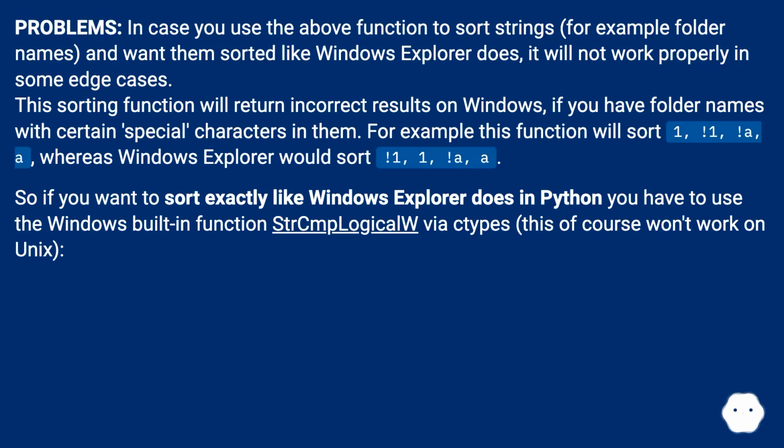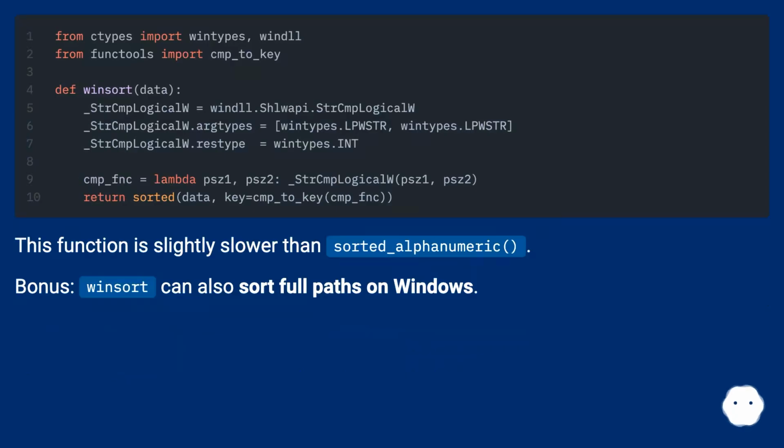So if you want to sort exactly like Windows Explorer does in Python, you have to use the Windows built-in function StrCmpLogicalW via ctypes. This of course won't work on Unix. This function is slightly slower than sorted_alphanumeric. Bonus, WinSort can also sort full paths on Windows.